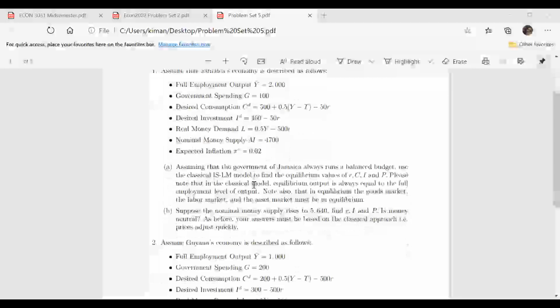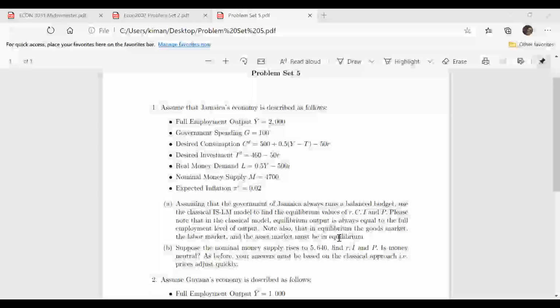Alright, let me work question 1. They say find the values of interest rate, consumption, spending, investment, and price. Just pardon my writing, it won't look so nice. So we want to find the interest rate, right?